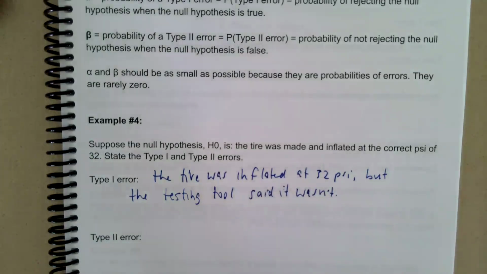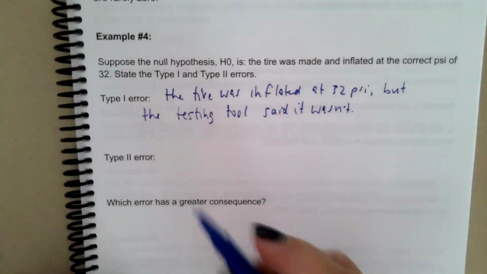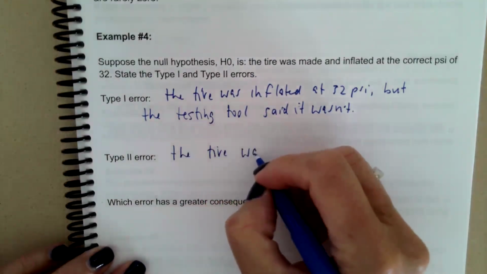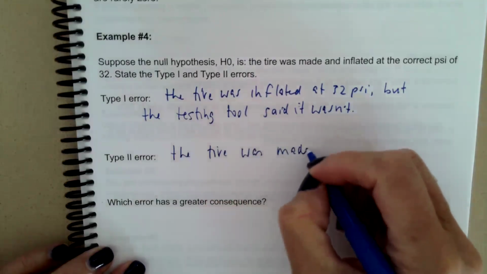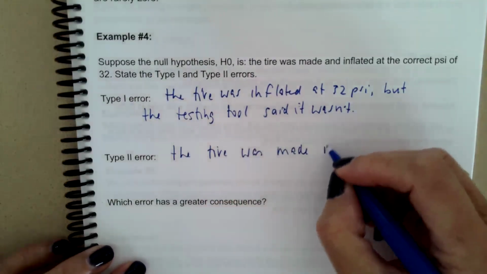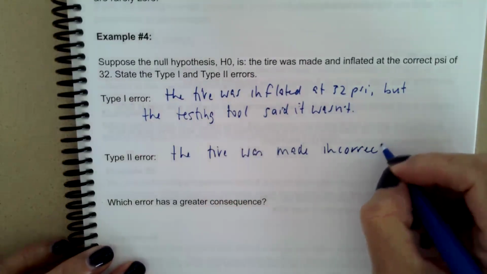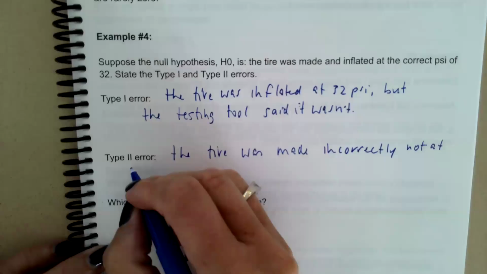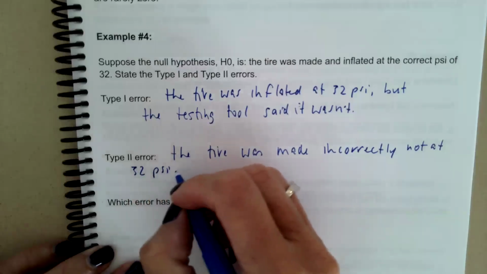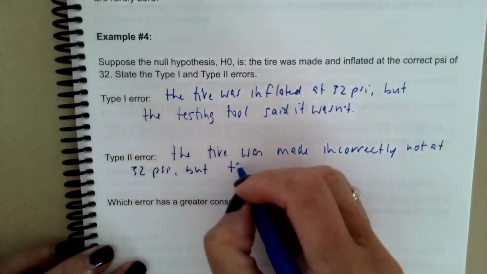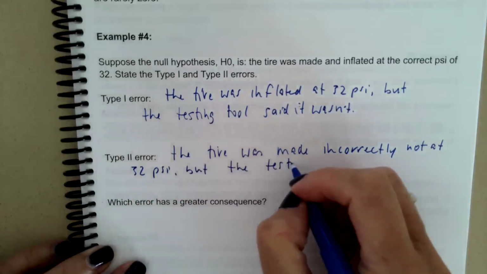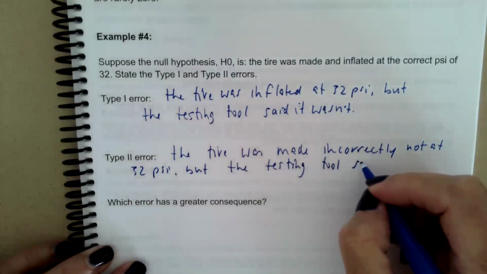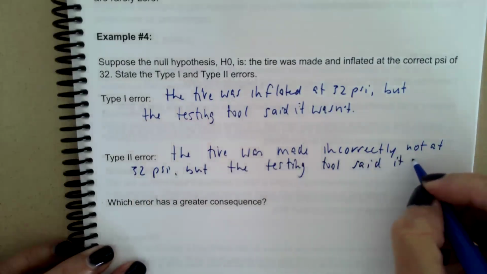Type 2 is the tire was made incorrectly, not at 32 PSI, but the testing tool said it was fine.